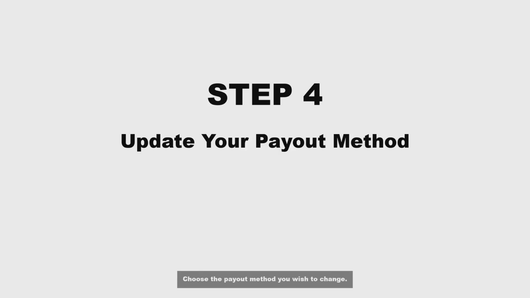Step 4. Update your payout method. Choose the payout method you wish to change. You may have options like direct deposit, check, or electronic transfer. Enter the necessary information for your new payout method and save your changes.